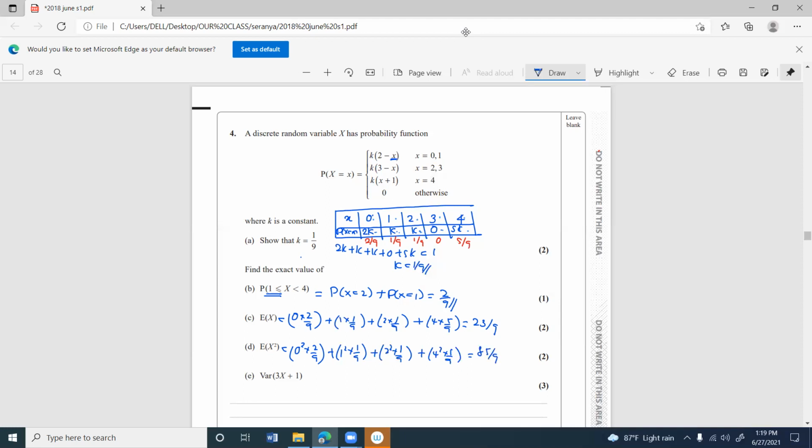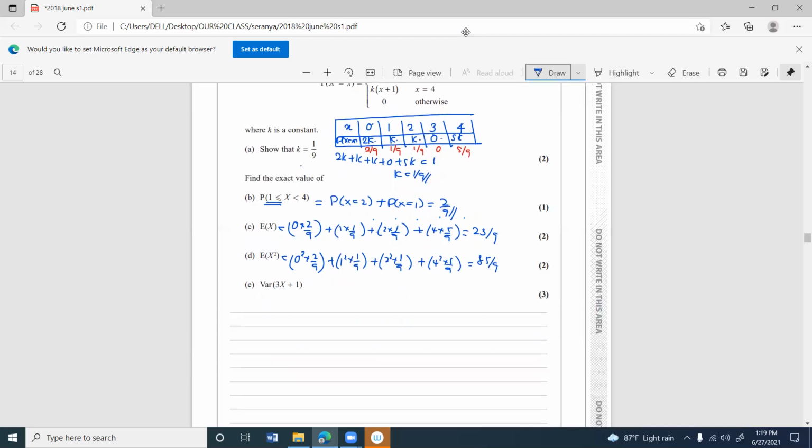Then they want to find out the variance of 3x plus 1. Initially, we can find the variance of x. What is the variance of x formula? E of x squared minus E of x whole thing squared. So it is 85 over 9 minus 23 over 9 whole thing squared. It is 236 over 81. That is the variance of x.